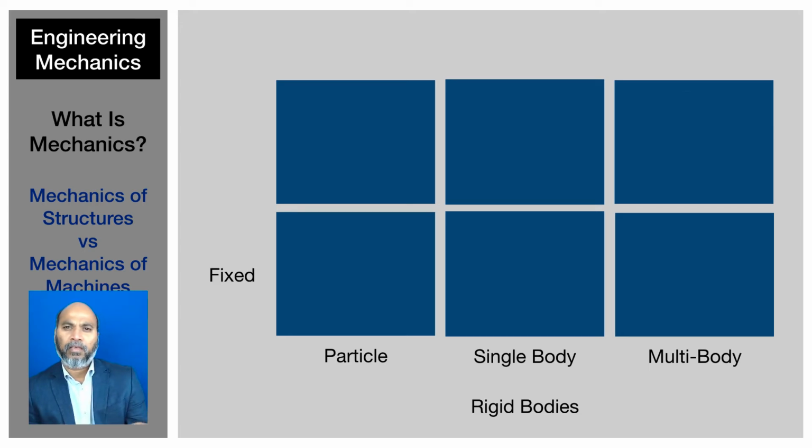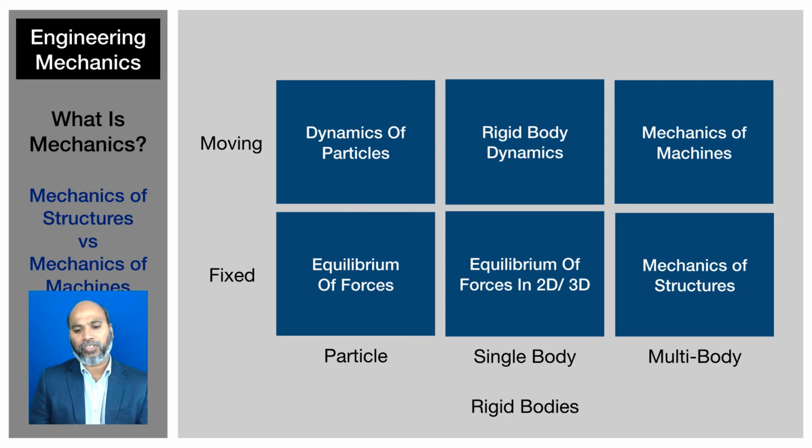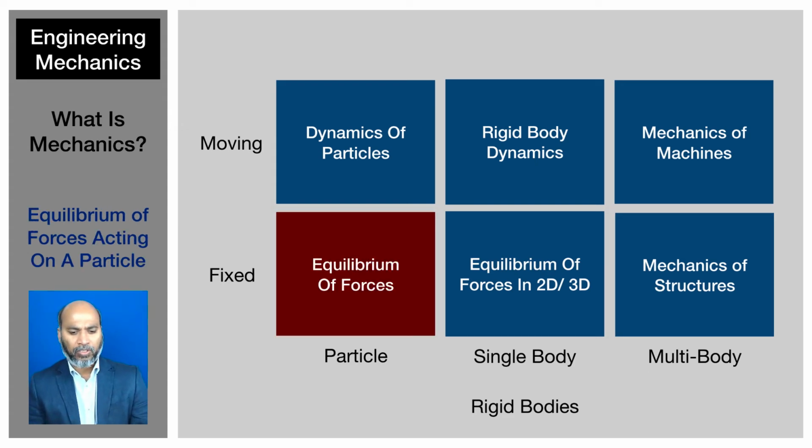If you look at the rows, the bottom row is about fixed bodies, as in both particles and single bodies, multi-body, all of them are fixed. Whereas in the top row you have these bodies moving. If this is the classification, then we have all these names, and I will explain one by one what these are. So in the first case, we have fixed particles, essentially statics of particles, where our focus is on equilibrium of forces.